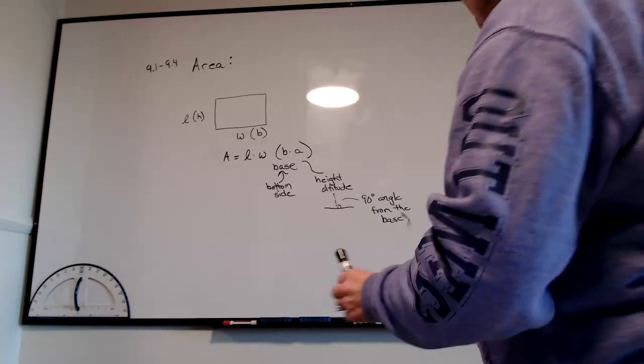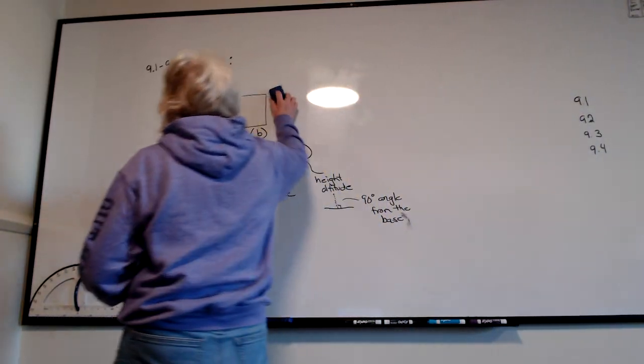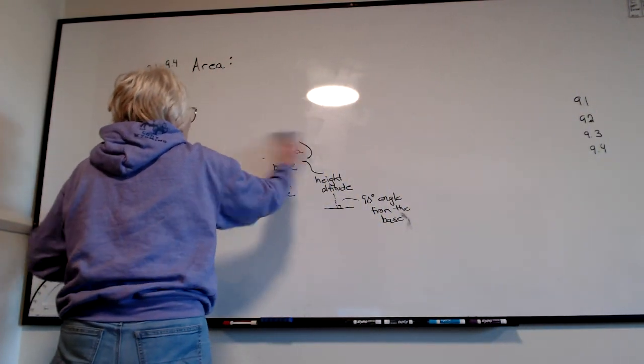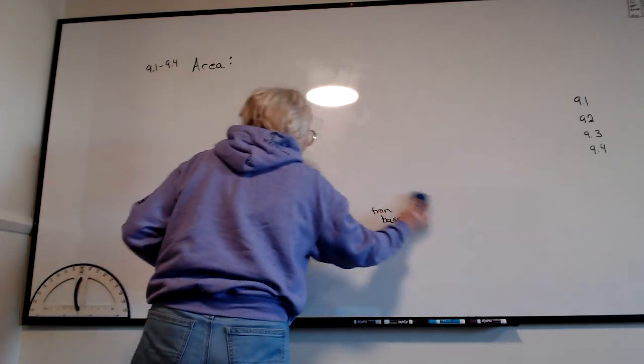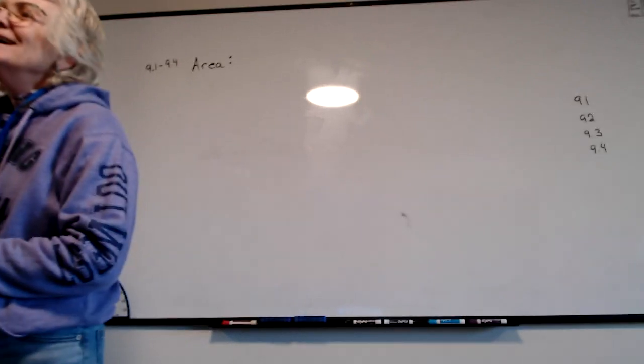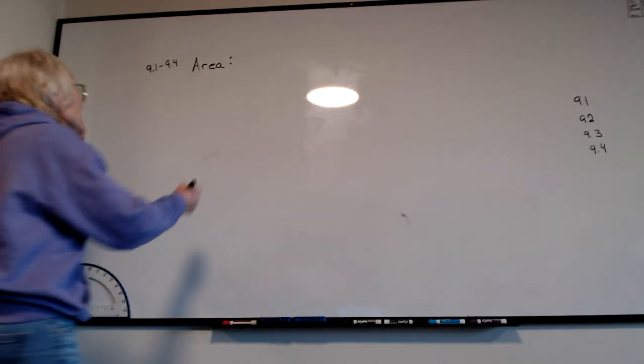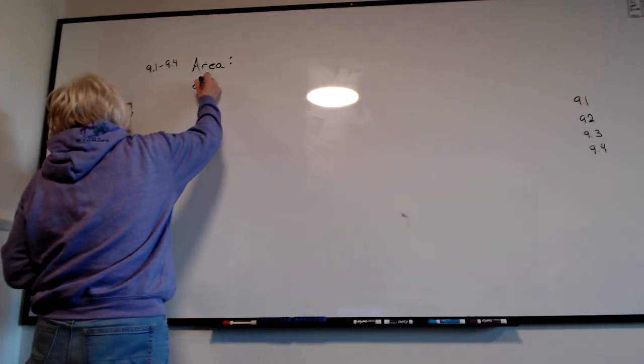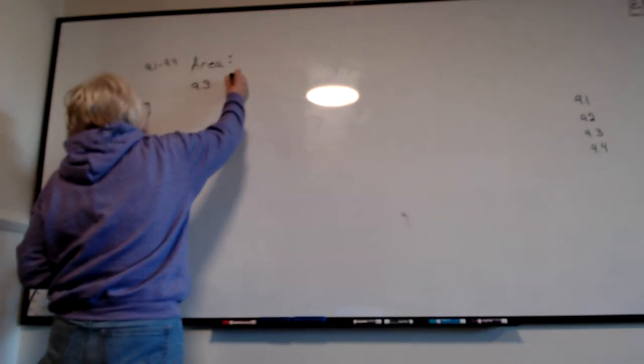Now we're going into the next thing. That was 9.1 and 9.2 in a very quick summary. So now we're going to go into 9.3. In 9.3, we are just talking about triangles.